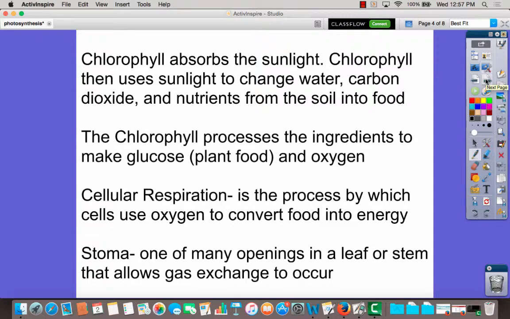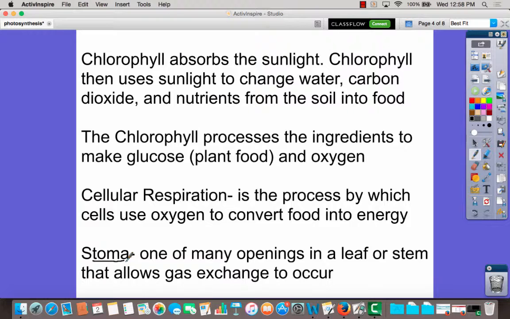So when we really look at this chlorophyll, that's that green molecule that's within the chloroplast. It absorbs the sunlight and then uses the sunlight to change the water and carbon dioxide and the nutrients in the soil. Remember, the water and the soil is coming up through the roots into food. The chlorophyll then processes the ingredients into glucose or sugar, plant food. And then byproducts, oxygen and water, will be released. The oxygen and water that's released are going to be released through the stoma or the stomata. These are the many openings in a leaf or stem that allows the gas exchange to occur.